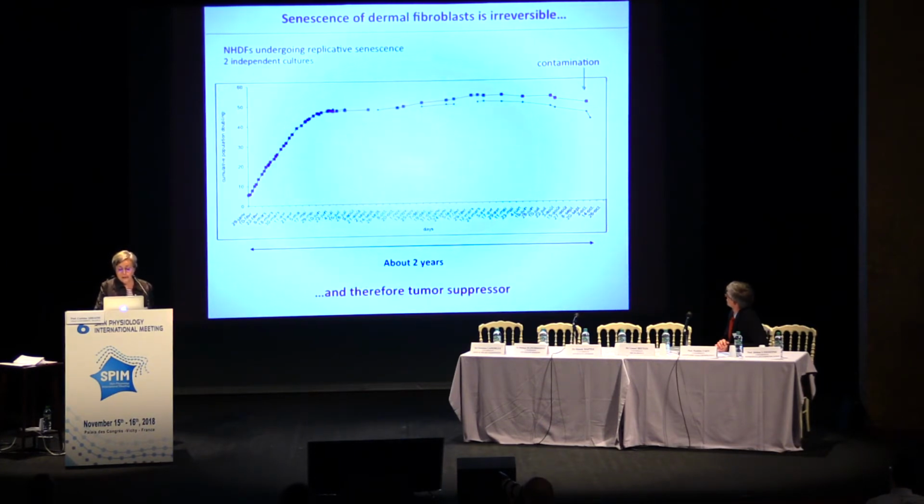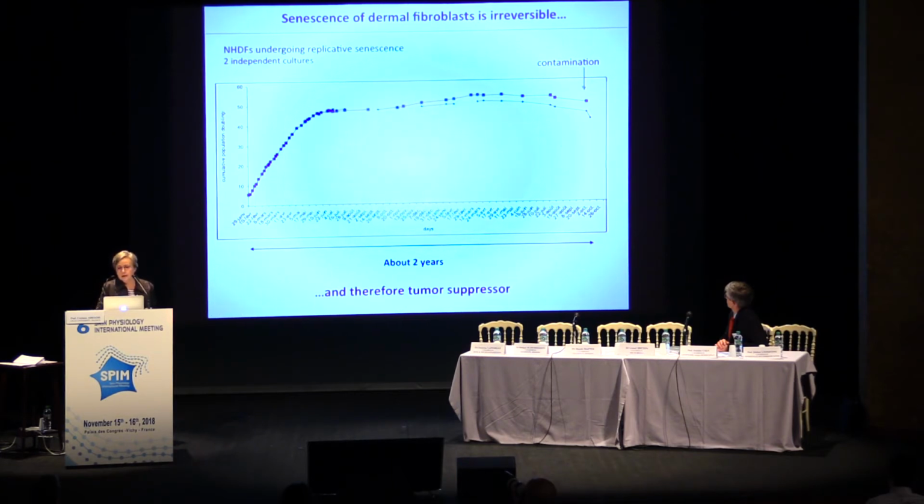So, regarding senescence of dermal fibroblasts, what is clear when it occurs as a replicative senescence is that this senescence is irreversible. I think it is quite clear on this culture. We did this culture for about 2 years, and during this time, the senescence growth plateau was very stable without any obvious proliferation nor any obvious cell death.